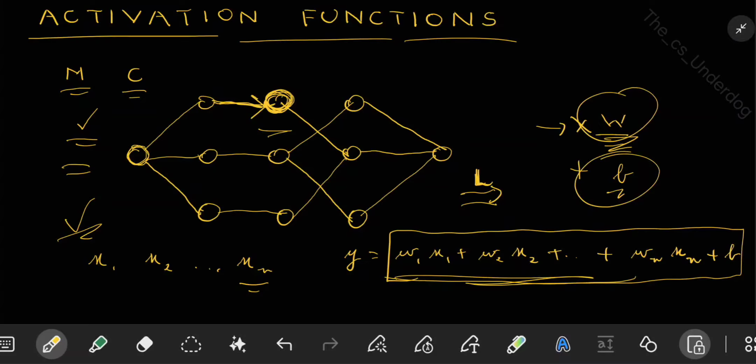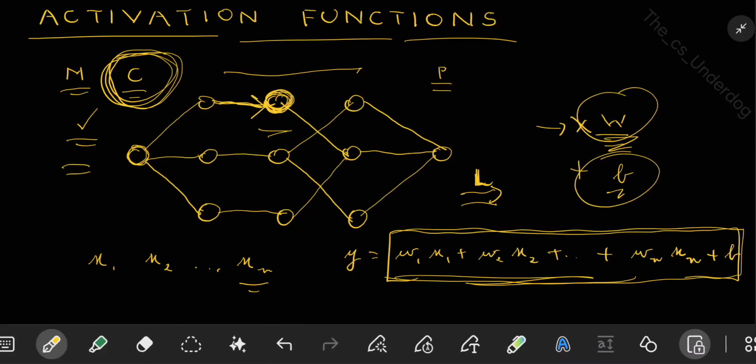When do you want a neural network? When the task is so complex that you cannot actually write a program for it, because the logic is very complex or cannot be programmed. In that case, you take help of neural networks. This means you want your neural network to be able to model complex functions. And when you want to model complex functions, that is where the activation function comes up. So this is without the activation function.